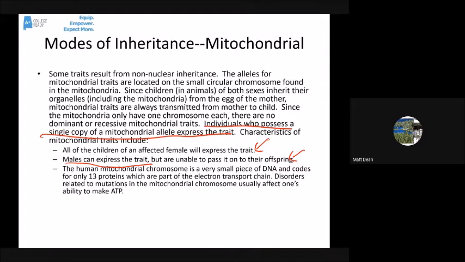There are lots of disorders that can be passed on by this route. Many of them have to do with metabolism and cell respiration.